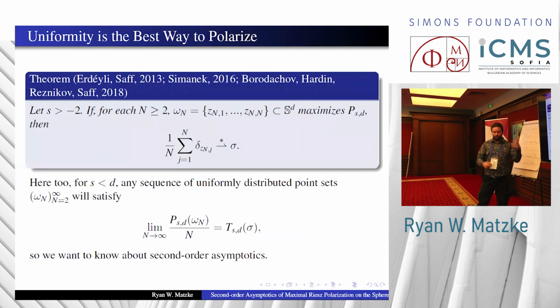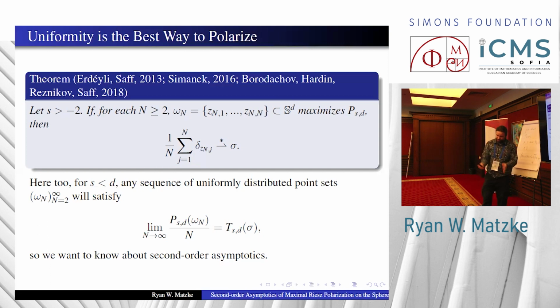Right. So, just as with the energy, basically you can then show that from knowing what happens in the continuous setting, you can then show that for S between -2 and D, if you have a sequence of polarization maximizing sets, they are uniformly distributed. And in fact, this result extends to the entire hypersingular range as well. And there's once again a combination of results put together to get this.